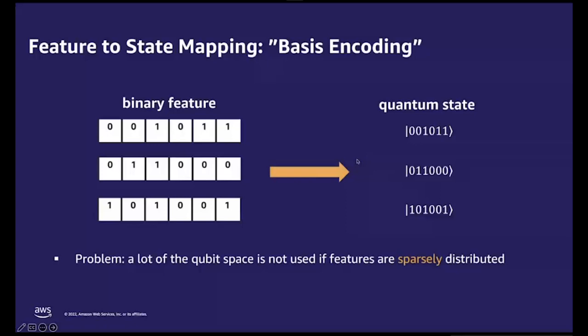One of the problems with this type of encoding is that a lot of qubit space is not used if these features are sparsely distributed. Say I need 7 qubits to encode only 3 feature values. That is not ideal if things are very sparsely distributed.